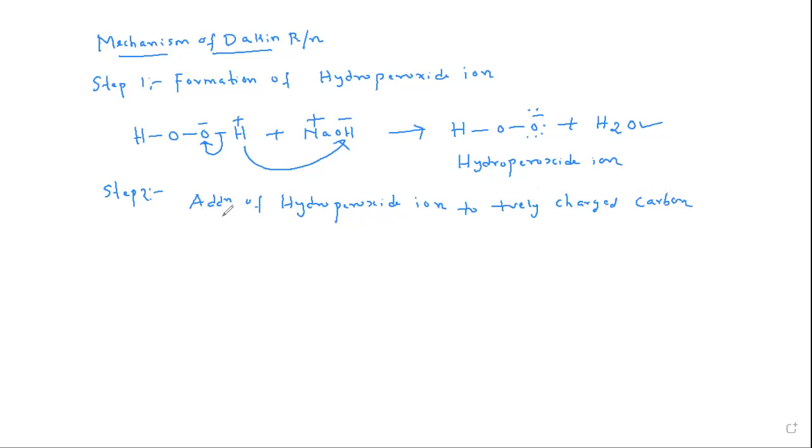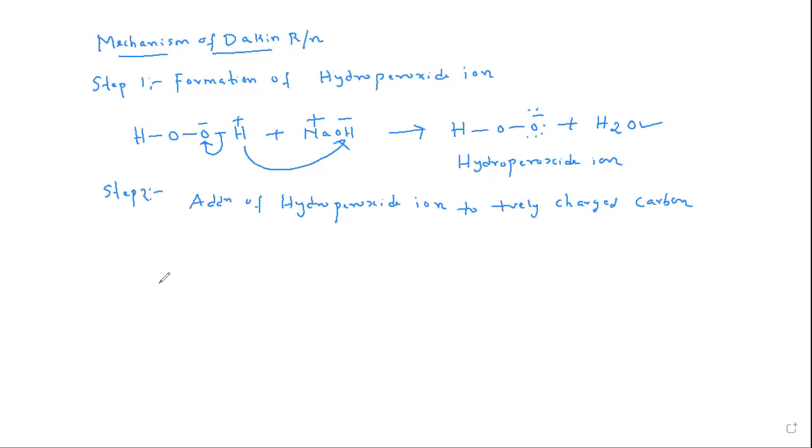Okay, so see the statement here, what I have written in step 2. Addition of hydroperoxide ion to positively charged carbon. Already we have hydroperoxide ion generated in step number 1. So addition of hydroperoxide ion to positively charged carbon. That means first we have to generate a positively charged carbon, then hydroperoxide ion can be added towards this positively charged carbon. It is simply an addition reaction.